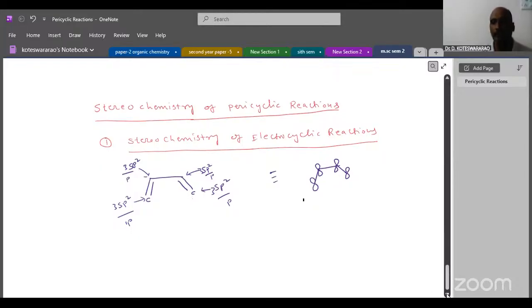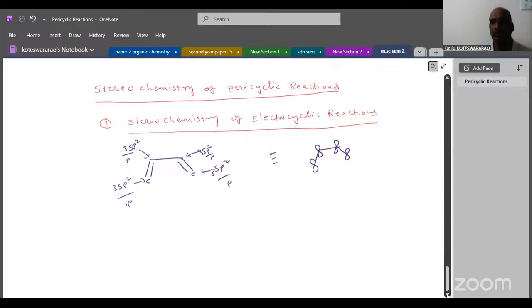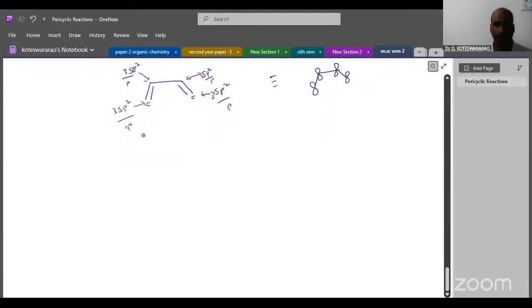Whenever these kinds of molecules undergo electrocyclization, what is happening? There is a formation of a bond between these two carbons. Now, how is this bond formed? For example, you are taking 1,3-butadiene.